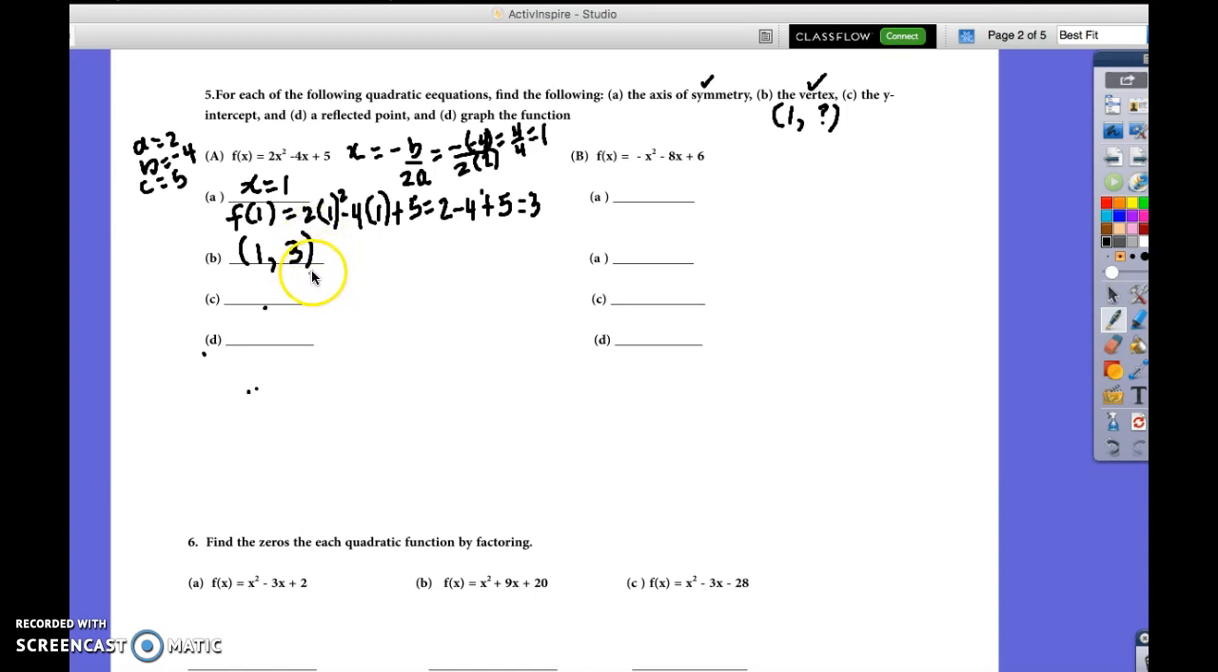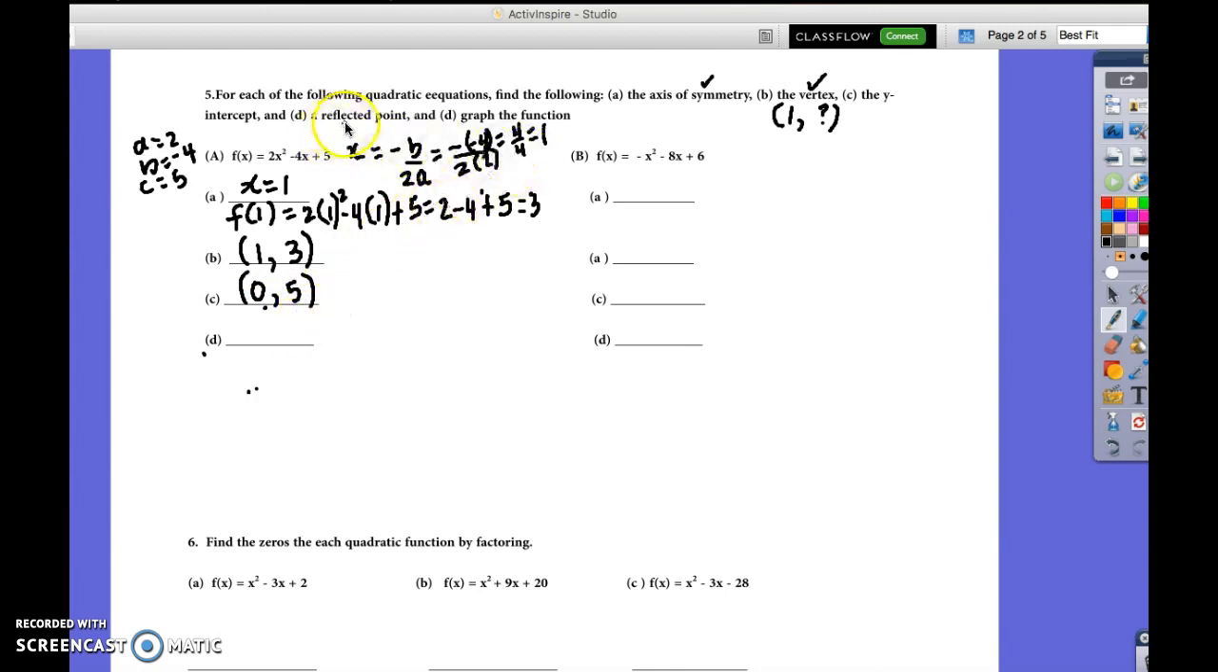All right. The next one, I'm pleased to say, will be very simple. The y-intercept is just the c. So it's going to be the y value when x is 0. So when x is 0, this will become 0 because 0 squared, which is 0, times 2 will be 0. And negative 4 times 0 will be 0. So it's just going to be this. So the y-intercept, that being the y value when x is 0, is 5.